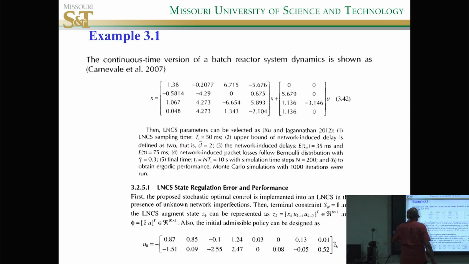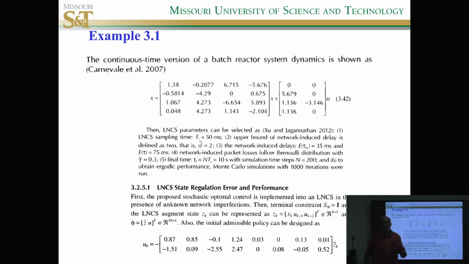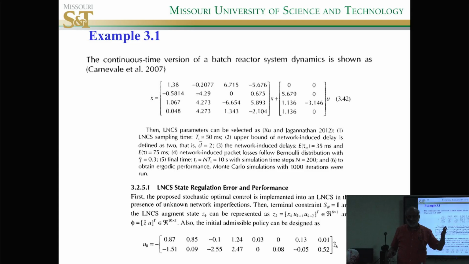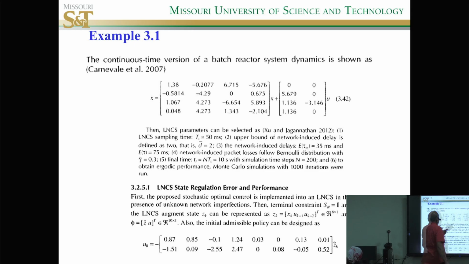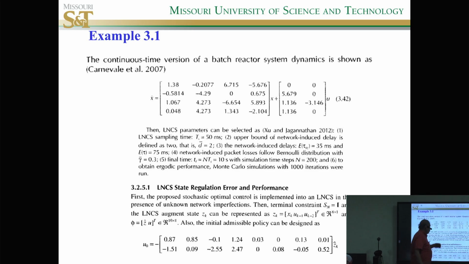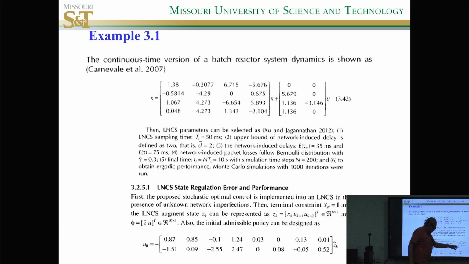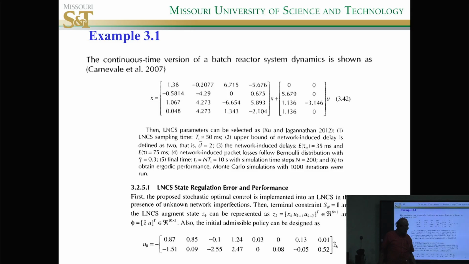So in this case, it's a batch reactor. It's a linearized version. Batch reactor is a nonlinear system, but this is a linearized version, just like F16. Okay? So you have the A matrix, you have a B matrix. This is a matrix, not a vector. So you assume this is unknown. So here is the augmented state, x of k, u of k minus 1, u of k minus 2. So this is a 3 by 1 augmented system. Okay? So here is the initial admissible control, u naught.